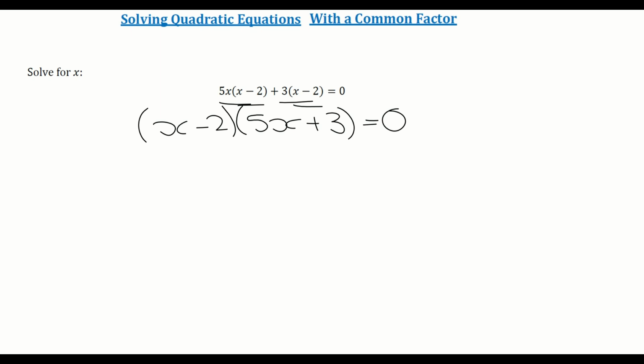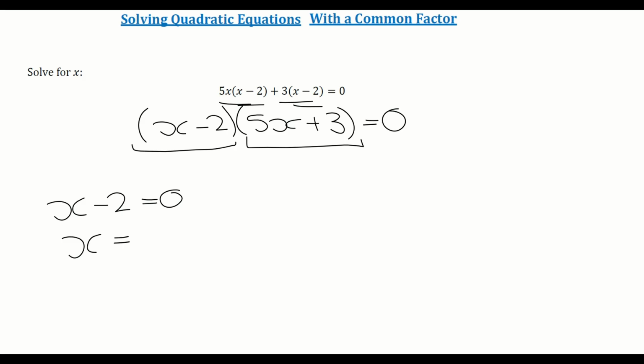Now, remember that when you multiply two values together, if you get an answer of 0, at least one of those values must be 0 as well. That means that either this bracket or this bracket is equal to 0. So if x minus 2 is equal to 0, what is the value of x? Let's leave x where it is and move to the right-hand side.